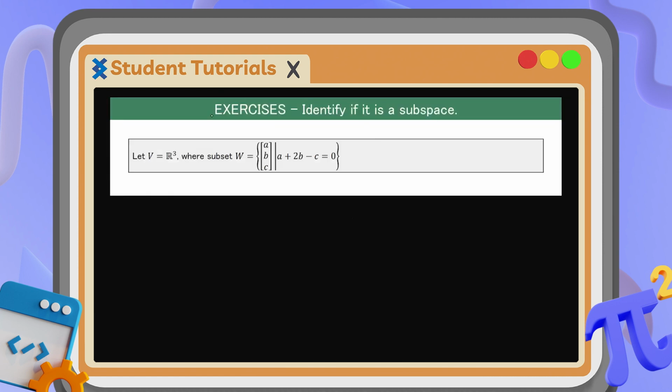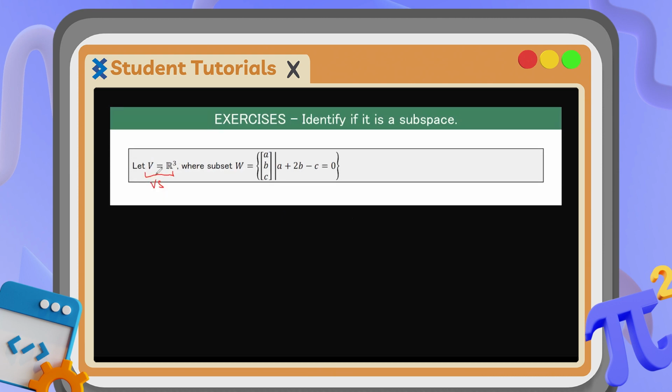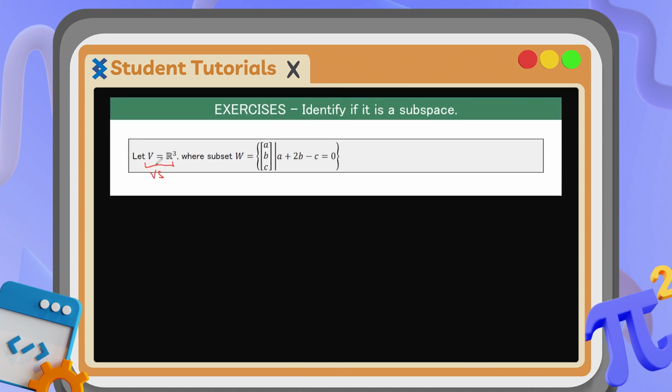Let's try to evaluate this example. Identify if it is a subspace. Our vector space is R3, which is already a vector space. Then we want to consider if that subset (A, B, C), where A plus 2B minus C is equal to 0, is a subspace.